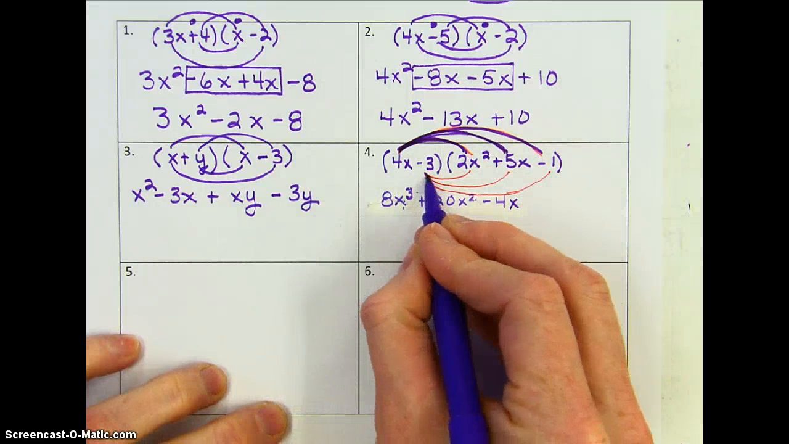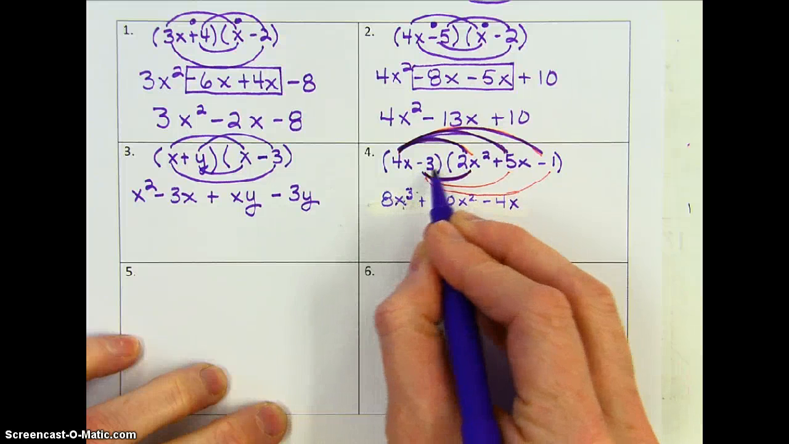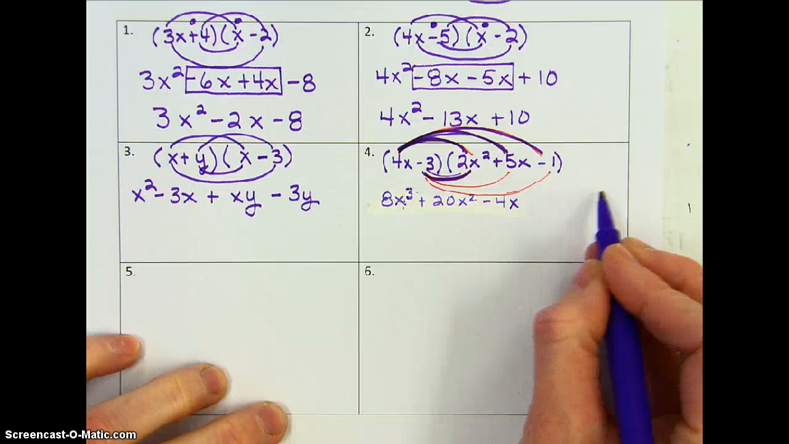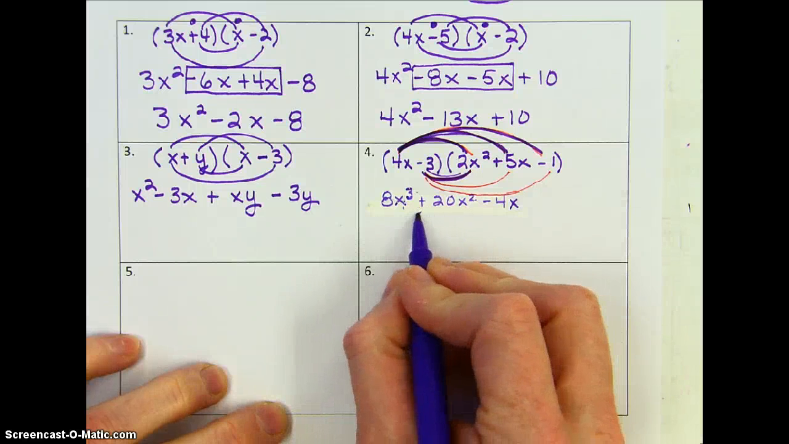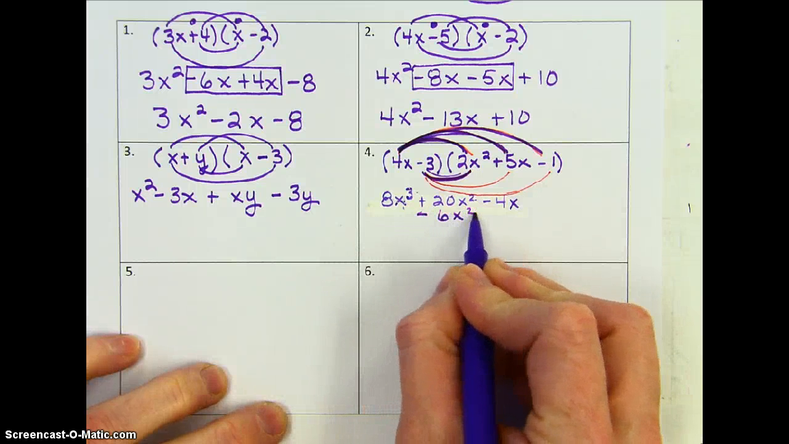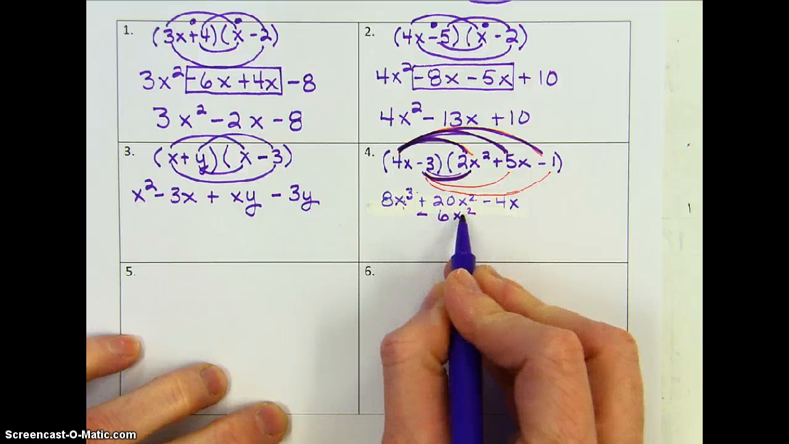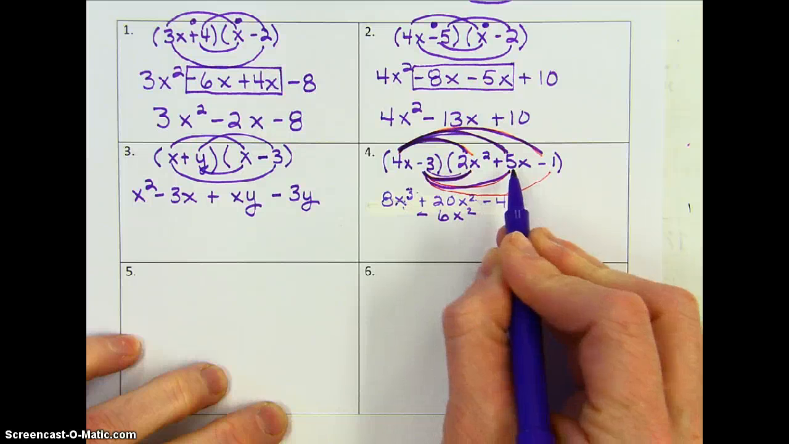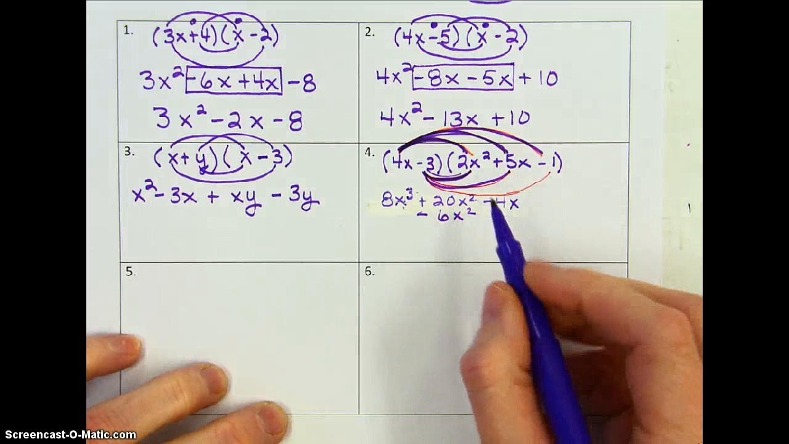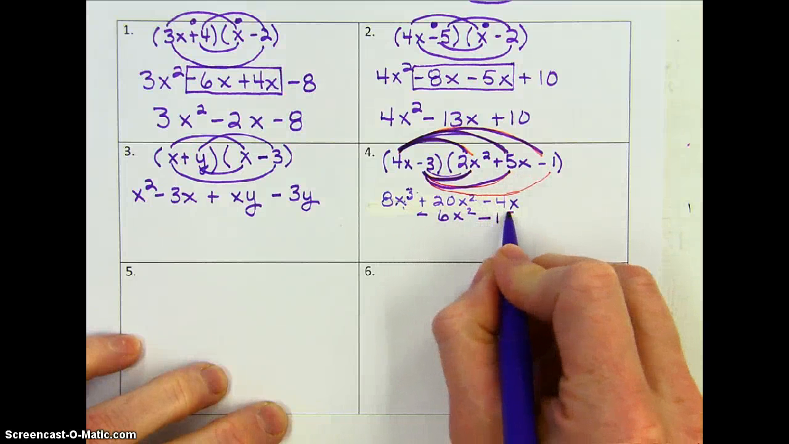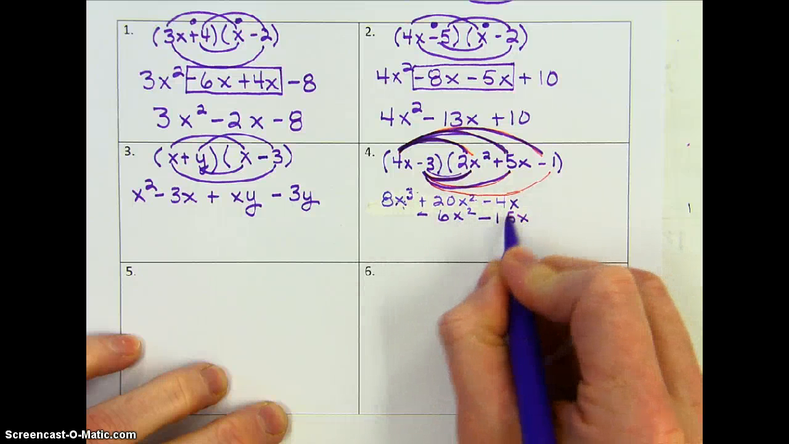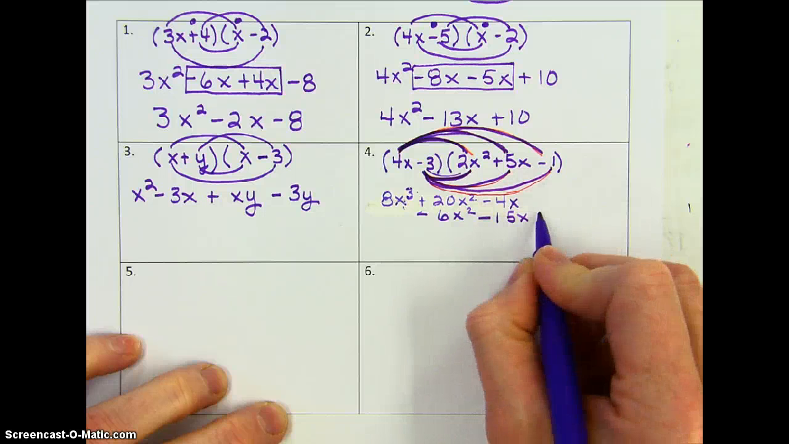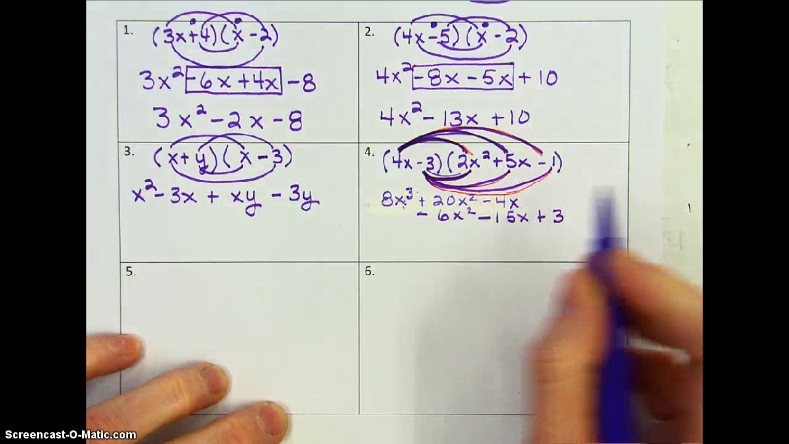Now I come down here and distribute. Now notice, I'm going to get a negative 6x squared. So instead of writing it over here, I like to do this little trick where I line up my x squares together. Then I go negative 3 to 5x. Notice I'm going to get negative 15x. Not squared, just x. But I'm going to stack it. And then negative 3 to the negative 1 will give me positive 3.